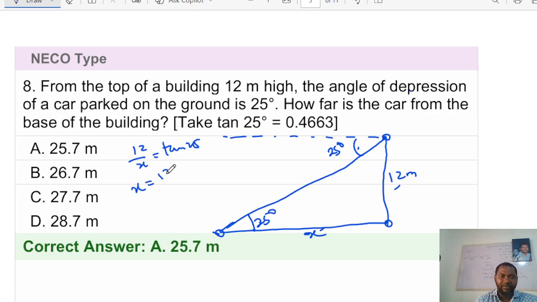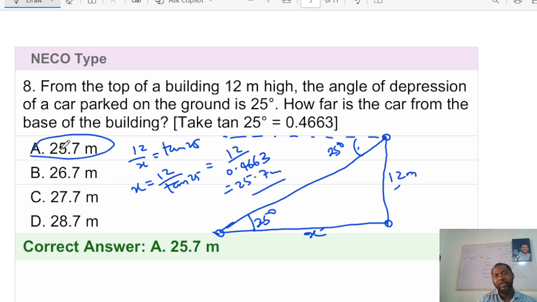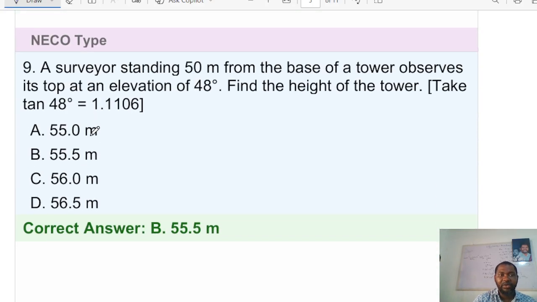So x is going to be 12 divided by tan 25, which is 12 divided by 0.4663. Let me use my calculator here. This is giving me 25.7 approximately. So my answer here is 25.7 meters, which is A. I hope all of this is making sense and is leading us in the right direction. Let's see more, there are more.